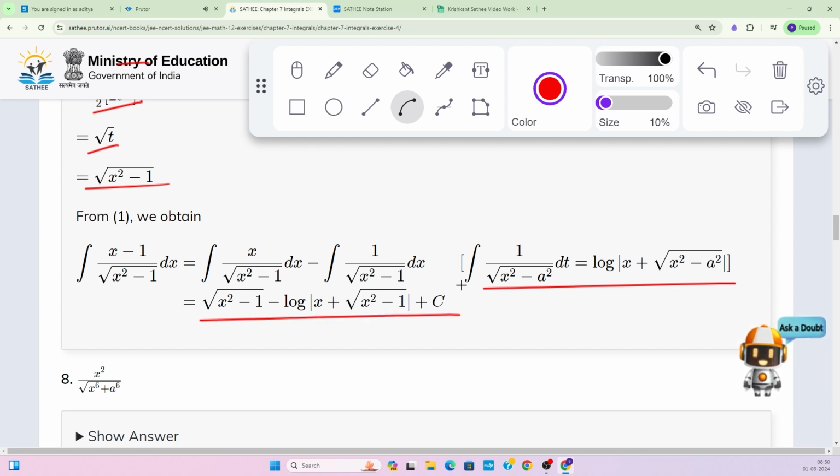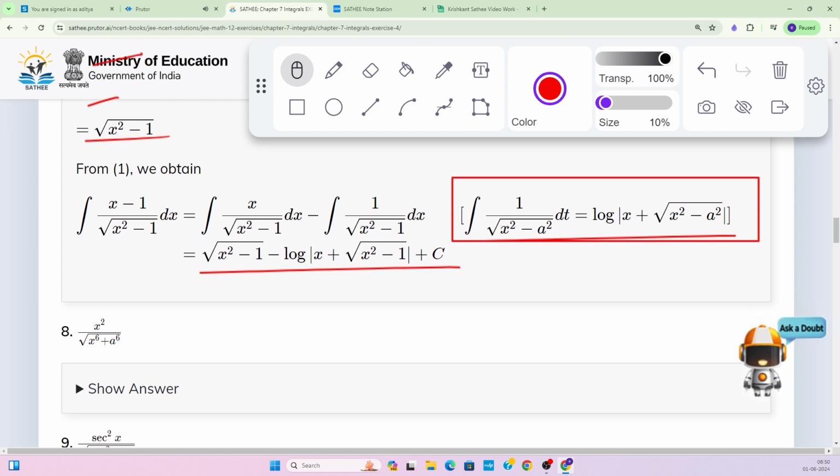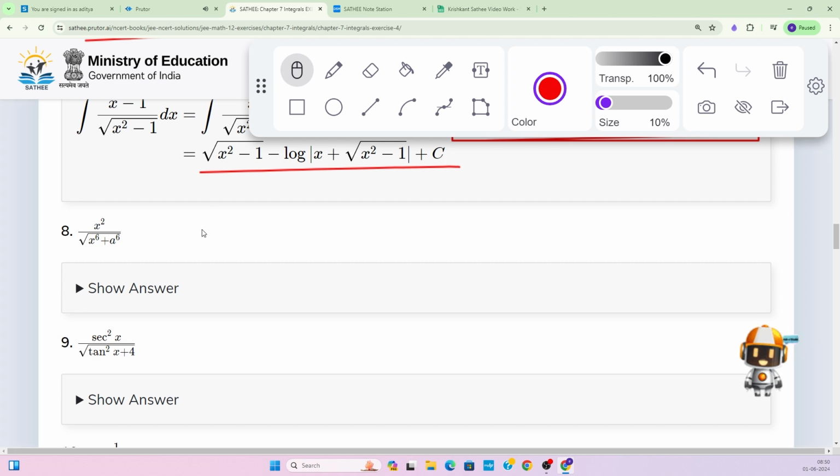Okay, so you must know about these direct integrations. Without them, you will face difficulty or you will take more time, comparatively. Clear? Okay, let us move to the next problem.